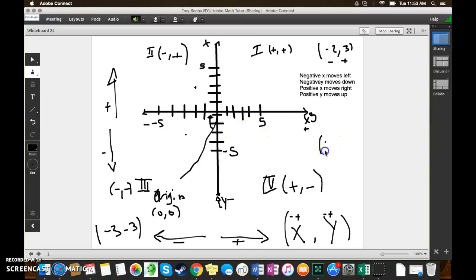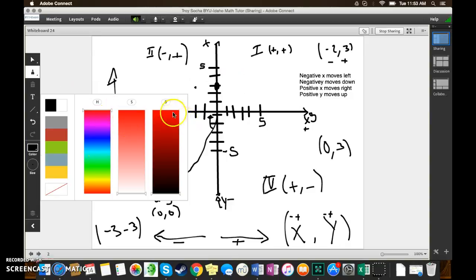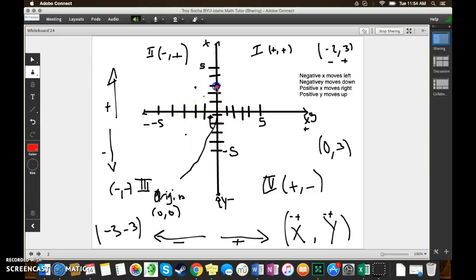What if we had one that was like this, 0, 3? My x is 0, which means that it's going to be somewhere along this line. Along the y-axis is when x is 0. So our point is going to end up right here for 0, 3. So for 0, 3, we see that happen. Let's change the color. So there's our point for 0, 3. Now, if we wanted a point that was at 3, 0, that changes things. The x is positive, that means move right, and the y's don't move at all, so 0.